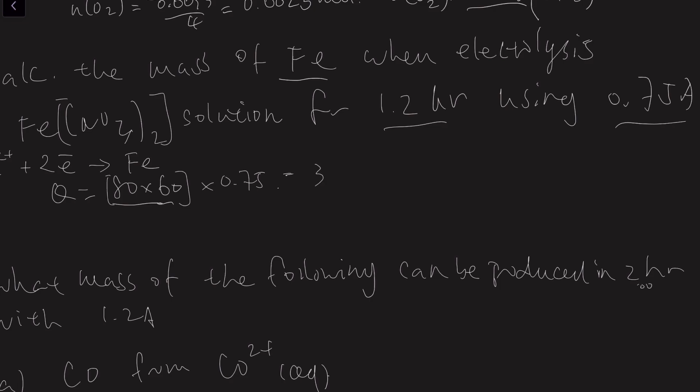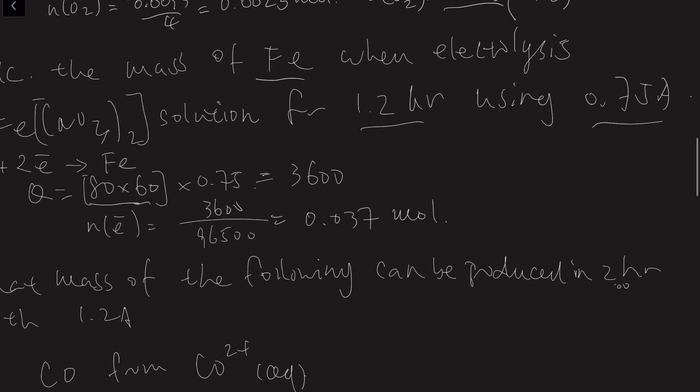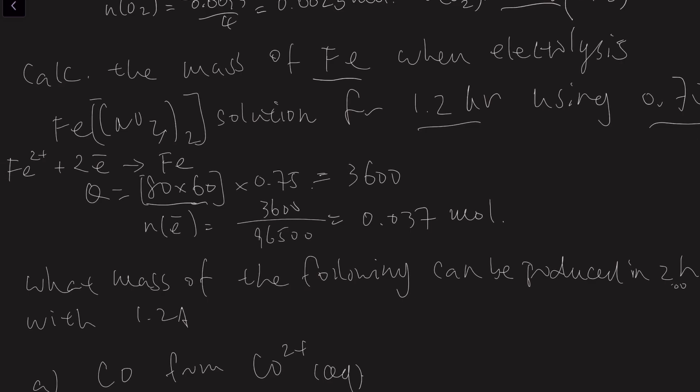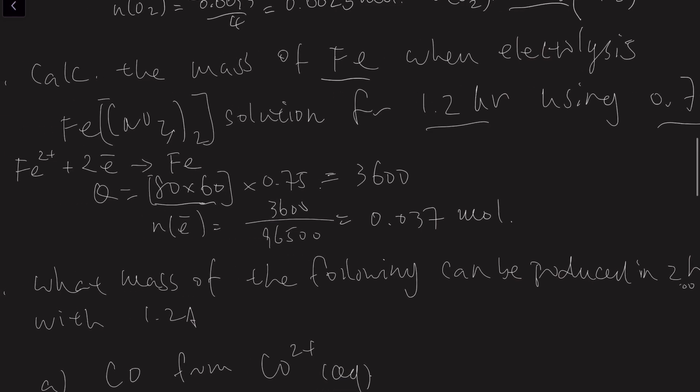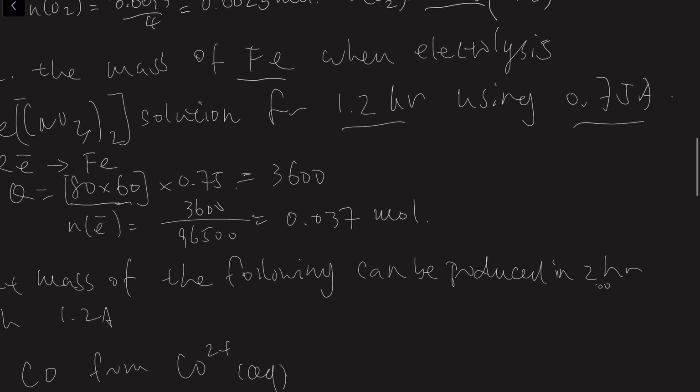You get 3,600 coulombs. We know that 1 mole of electrons has 96,500 coulombs of charge, and we now only get 3,600 coulombs. So in fact, we only have 0.037 mole of electrons. We know that the ratio between electron and Fe2+ ion is 1 to 2. So for every 1 mole of ion produced, we need 2 moles of electrons.